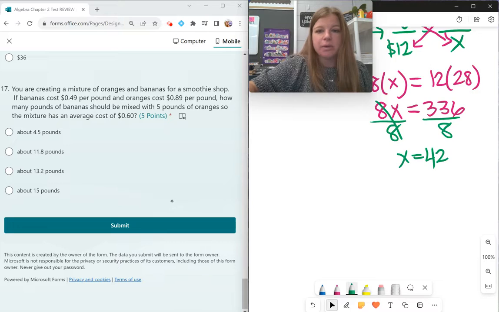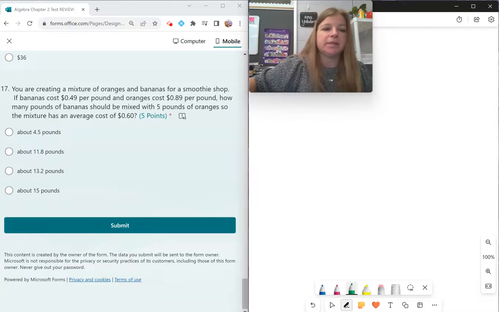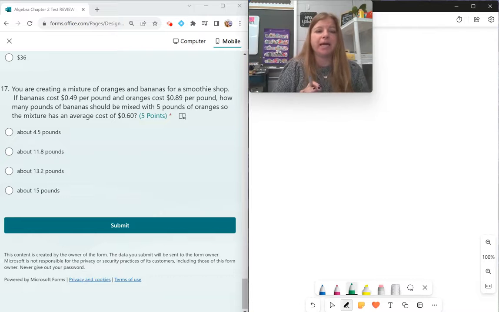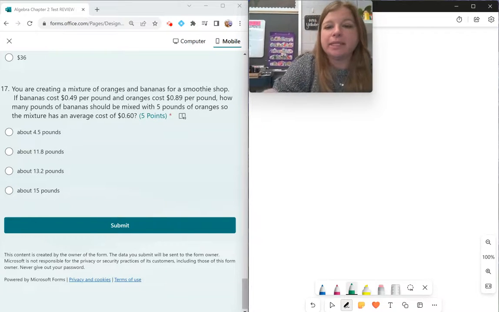Last one. This is our weighted average mixture problem. So it says you are creating a mixture of oranges and bananas for a smoothie shop. If bananas cost 49 cents per pound and oranges cost 89 cents per pound, how many pounds of bananas should be mixed with 5 pounds of oranges so the mixture has an average cost of 60 cents? All right, so I'm going to set up my table.